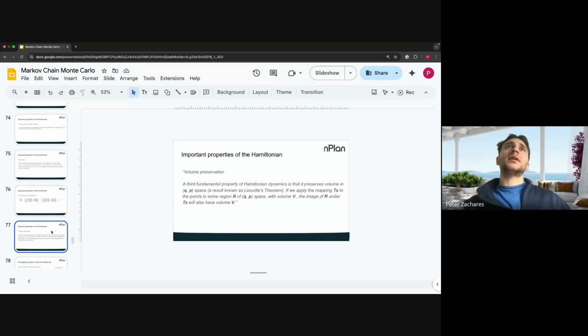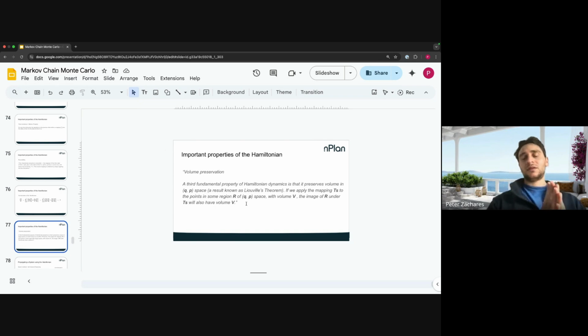Okay, there's that. And then volume preservation. A third fundamental property of the Hamiltonian dynamics is that it preserves volume in QP space. If we apply the mapping Ts to the points in some region R of QP with volume V, basically the Hamiltonian, when you use it to propagate forward in space, will change the values of these positions, but it won't change the overall volume between points if you were to start at different positions. It's a bit of a tricky one.